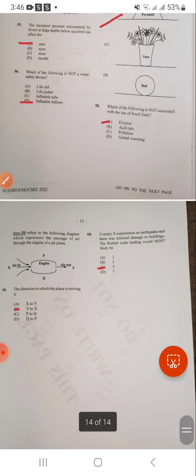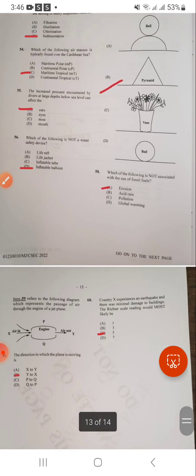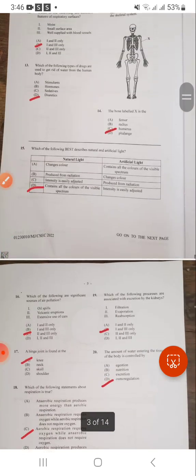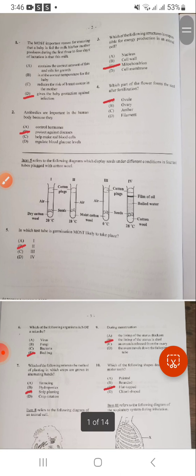That is the end of the presentation of the Integrated Science Paper 1 2022. I'm just going to go back to the top and just run through from the top. Alright, so that's page 1.